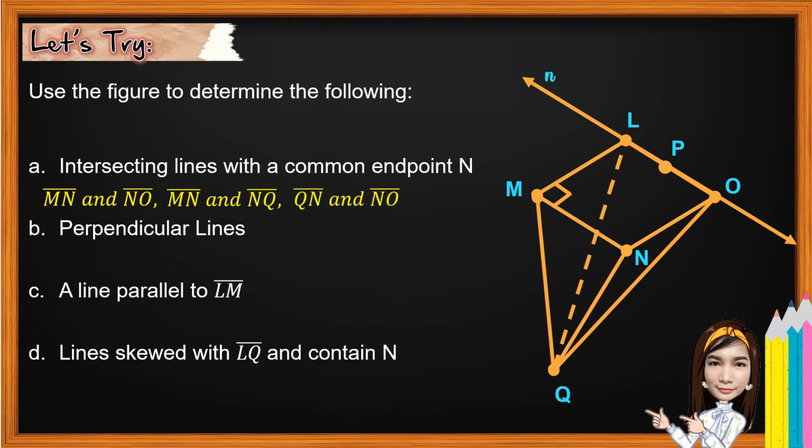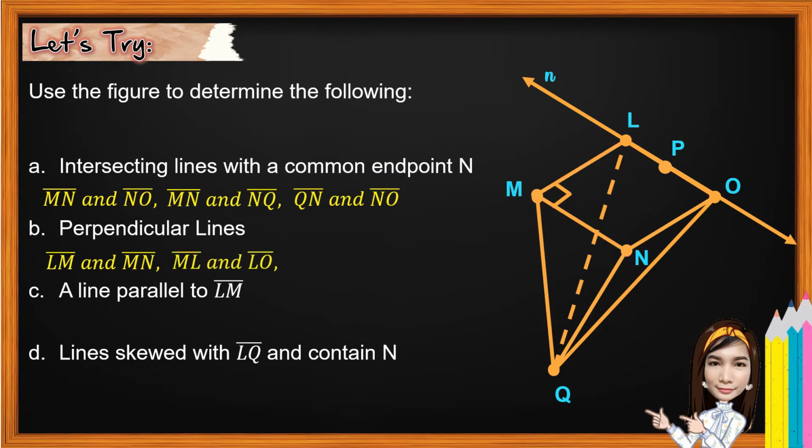Next, we have line segment QN and line segment NO. As you can see, they also intersect at point N. Next, for letter B, we have perpendicular lines. So we have line segment LM and line segment MN. As you can see, the two lines intersect and form a right angle whose measure is 90 degrees.